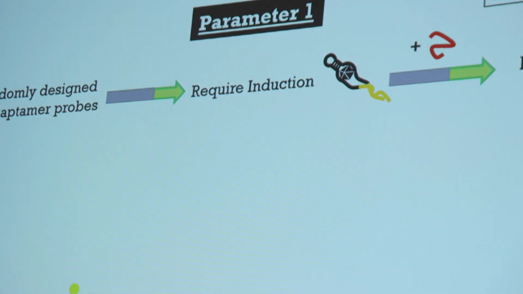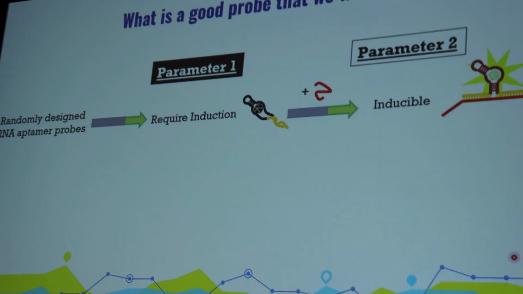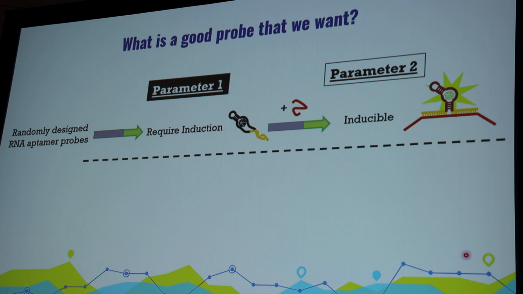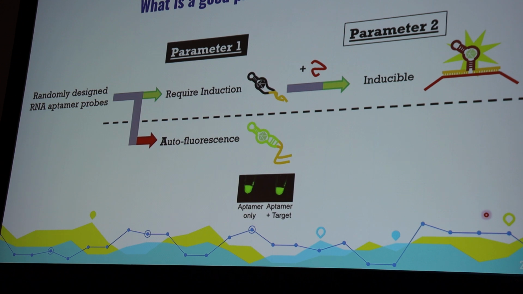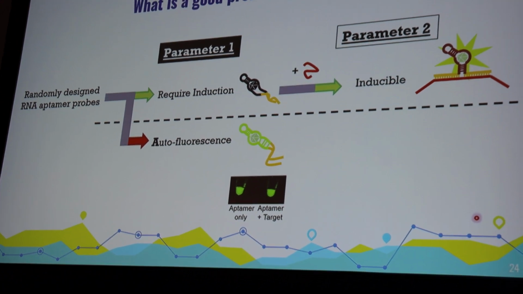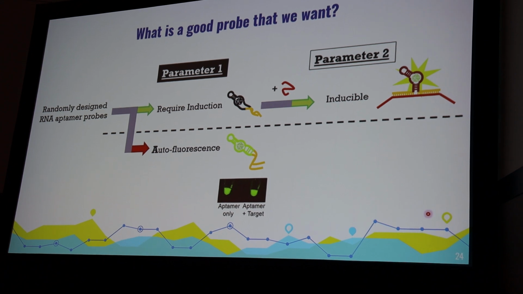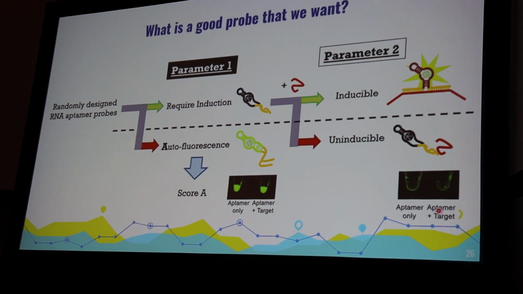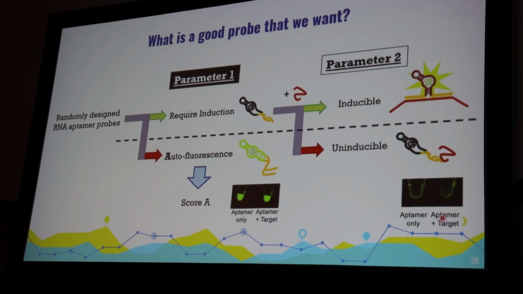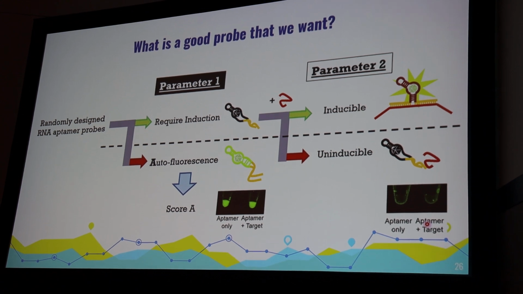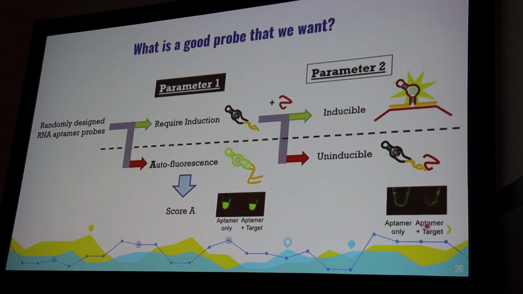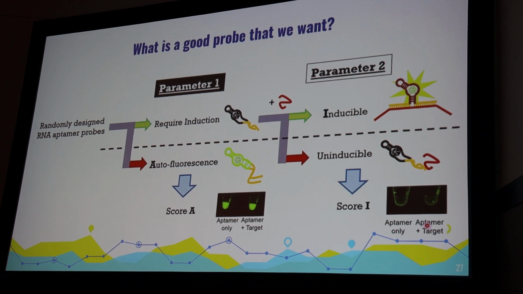So the good probes that we're looking for are the probes that require induction, and they have to be inducible by RNA. But in reality, throughout the RNA aptamer probes that we've been screening, we have found that some of them do autofluoresce, just like the example here. And we'd like to have a score for it. We'll also consider another parameter, as we found some of the RNA aptamer probes are uninducible, which means even with the addition of the RNA, they still do not fluoresce. So we'd like to have another score to check for this as well.